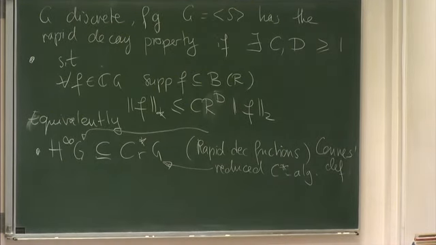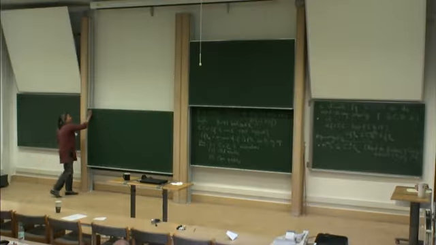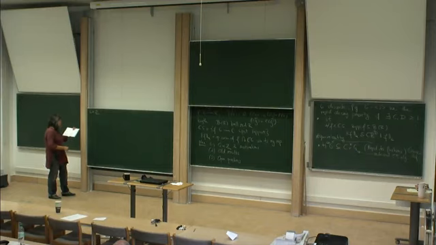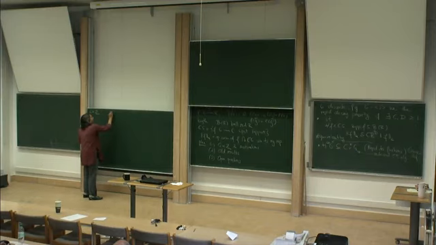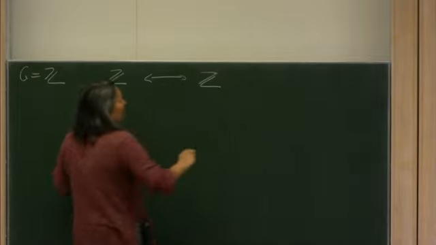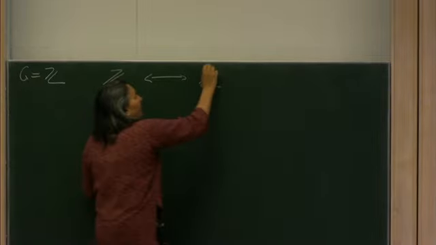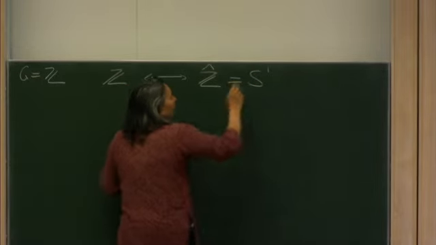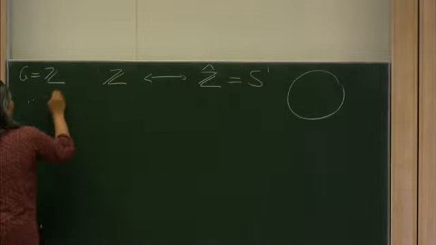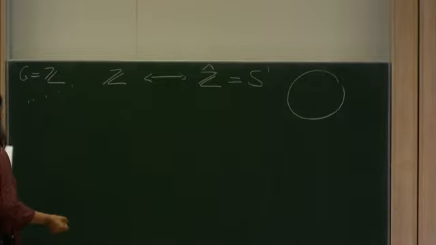And yeah, that's Kahn's original definition. So let's look at this original definition on G equal to Z. So what happened on G equal to Z? If you do Fourier transform, Z corresponds to its Pontryagin dual, which is S1. So here you have Z and you get S1.